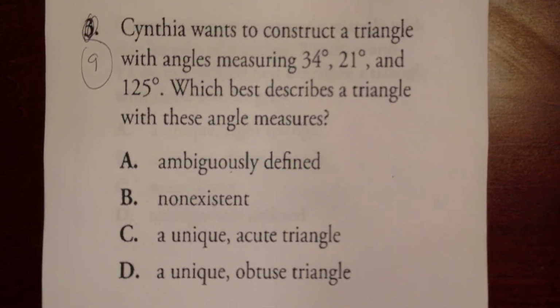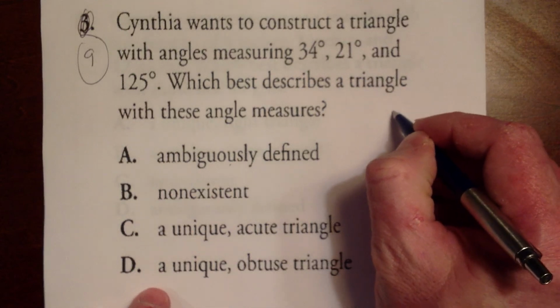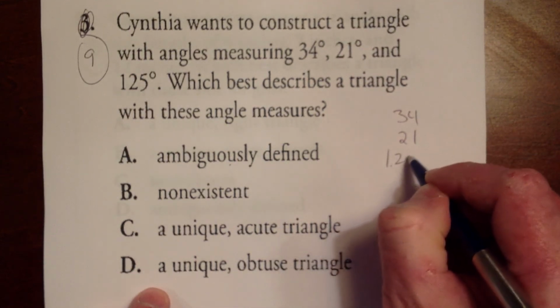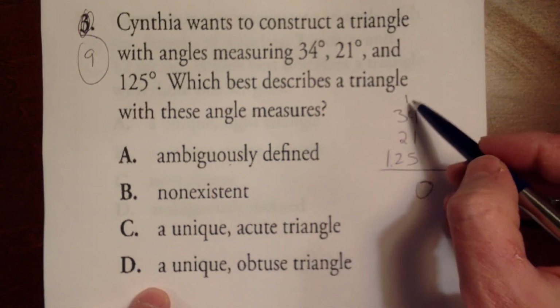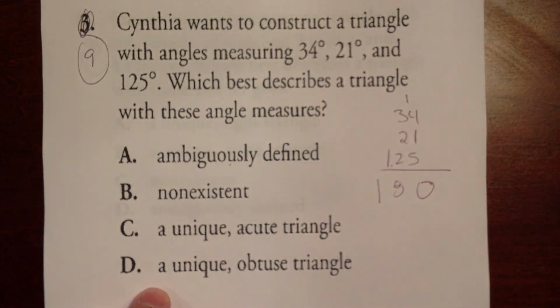Cynthia wants to construct a triangle with angles measuring 34, 21, and 125. Which best describes a triangle with these measures? Let's make sure that those add up to 180. Let's see, 34, 21, and 125. We got 0, carry my 1. This is 4, 5, 6, 7, 8. Looks like we're in good shape.